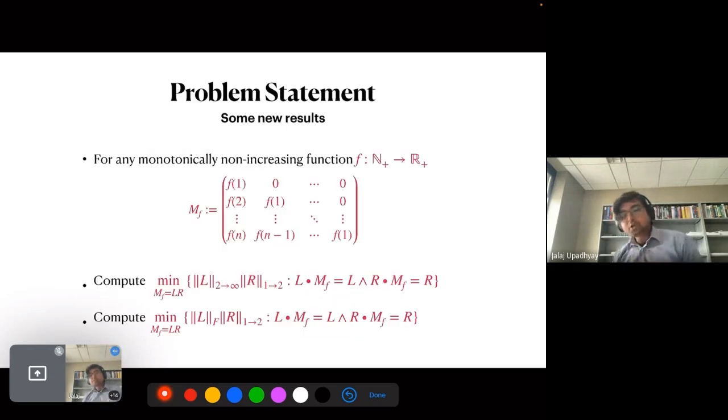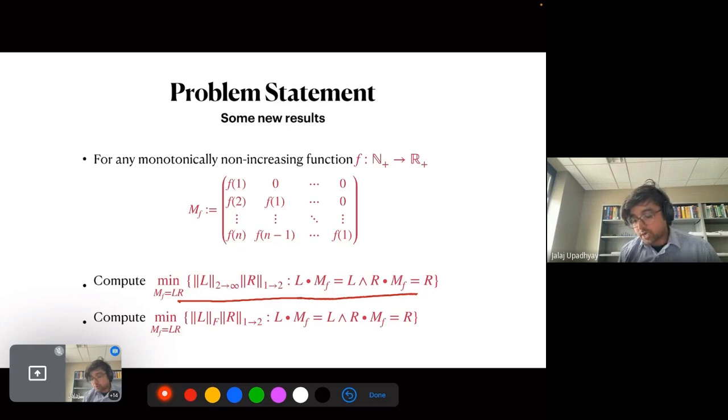So there is some new result that I also wanted to present today, something that is pretty fresh. We can extend these things to any monotonically non-increasing function. Again, we will only restrict ourselves to looking at lower triangular factorization for ease of calculation in some sense, and also because it makes things easier in the streaming setting.